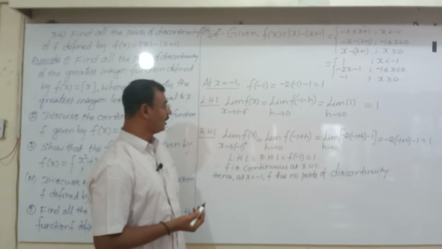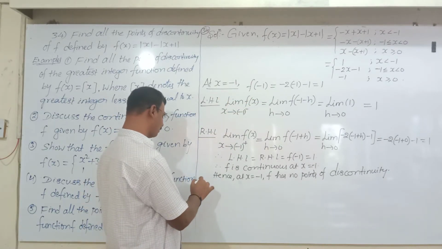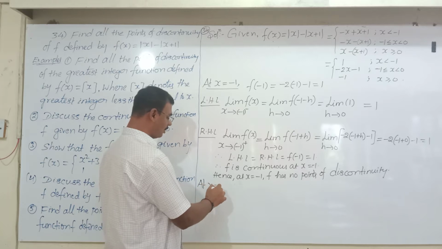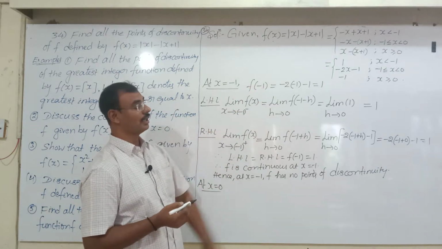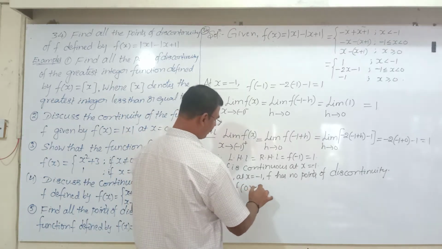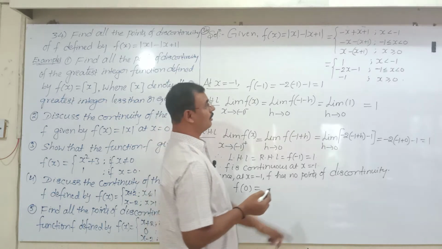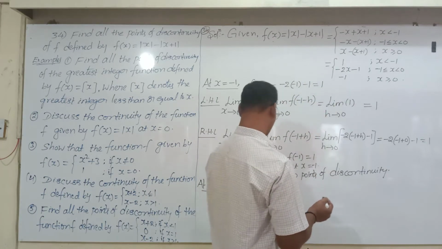Okay. Then we are going to the next case, at x is equal to 0. So at x is equal to 0, we have to find out f of 0. F of 0 is equal to what? At x is equal to 0, f of x is equal to minus 1.